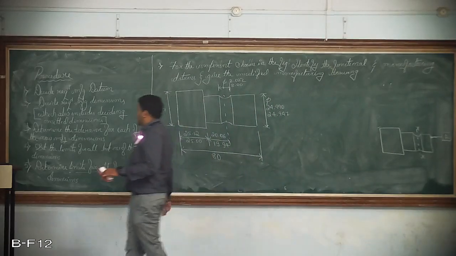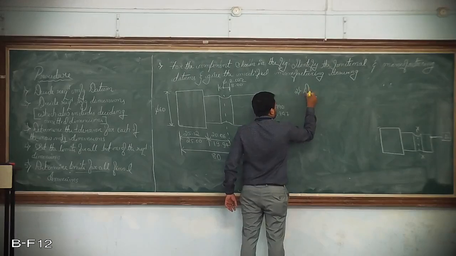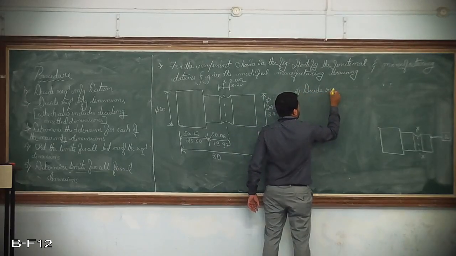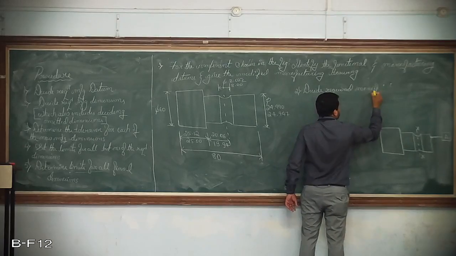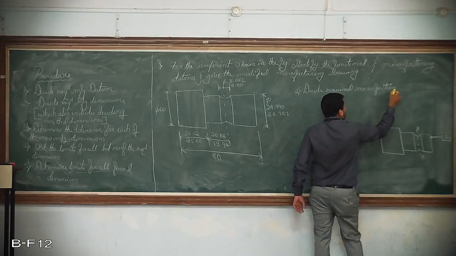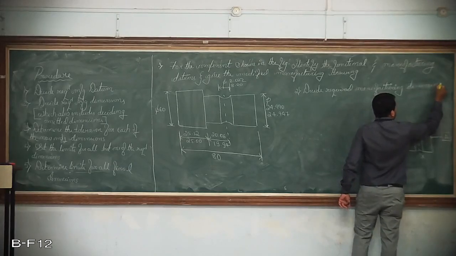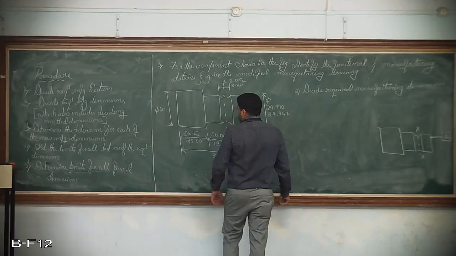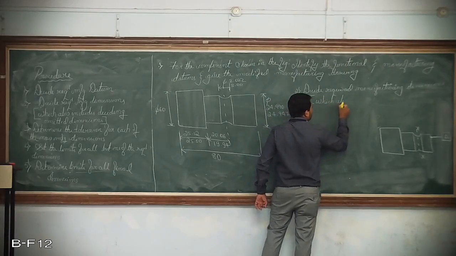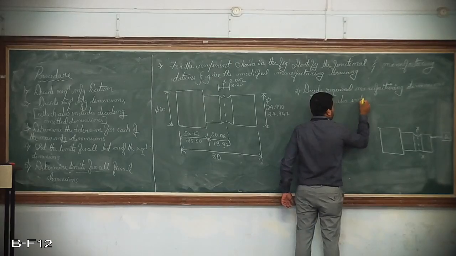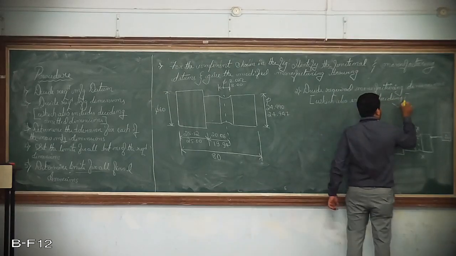Second, decide required manufacturing dimensions, which also includes deciding omitted dimensions. I just write over here omitted dimensions as this.